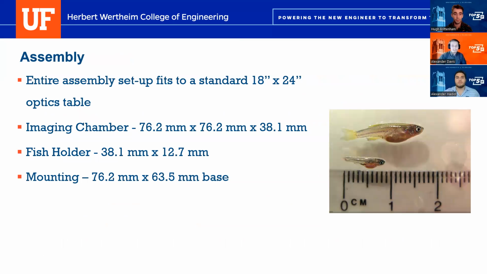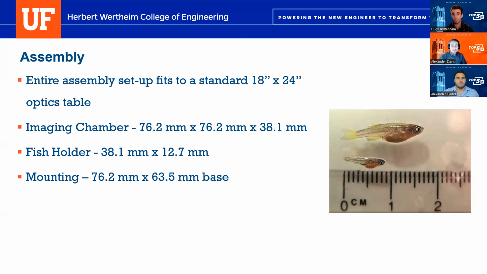So now I'm going to go into kind of the scale of the overall system design. The entire assembly setup, including the laser path, mounts, imaging chamber, fish holder, and path switching subsystem, fits to a standard 18 by 24 inch optical table. The imaging chamber's dimensions were directly specified in the customer needs statement as 76.2 by 76.2 by 38.1 millimeters.